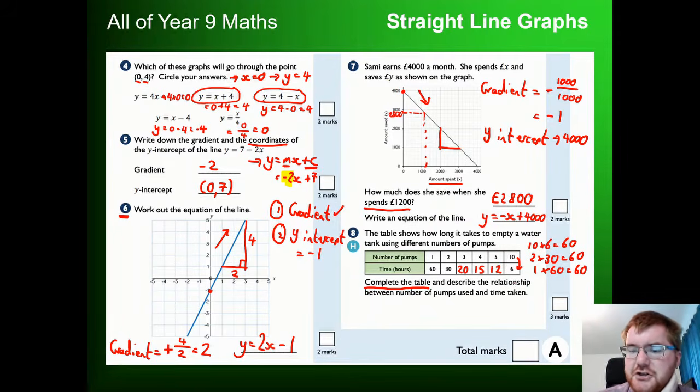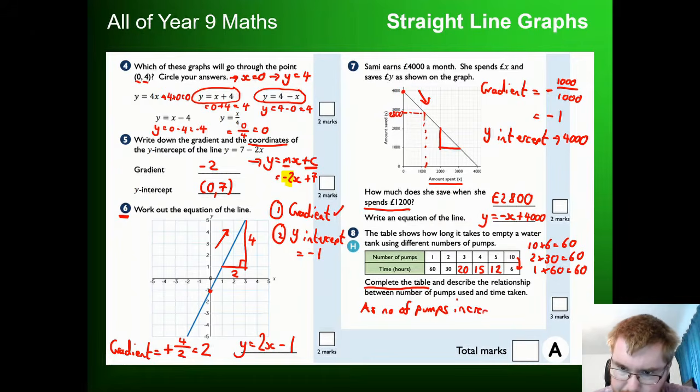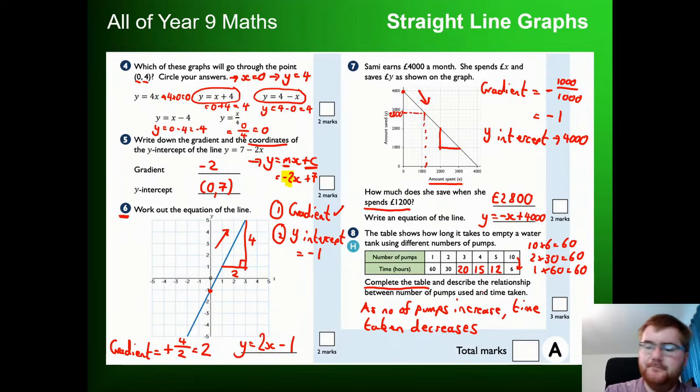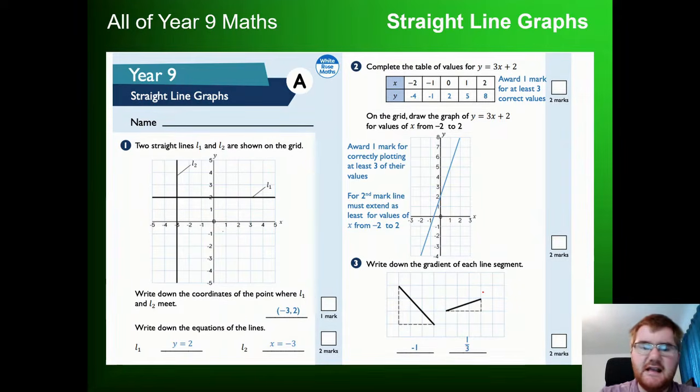And then describe the relationship between number of pumps used and time taken. Now usually I'd use words like inverse proportion, but the mark scheme doesn't want that, so we just need to be much more straightforward. So as number of pumps increase, time taken decreases. So just writing very clearly exactly what relationship is going on here. Okay, so you can check the answers here, so what I've written down and how they've actually awarded the marks as well, which is always interesting to see.